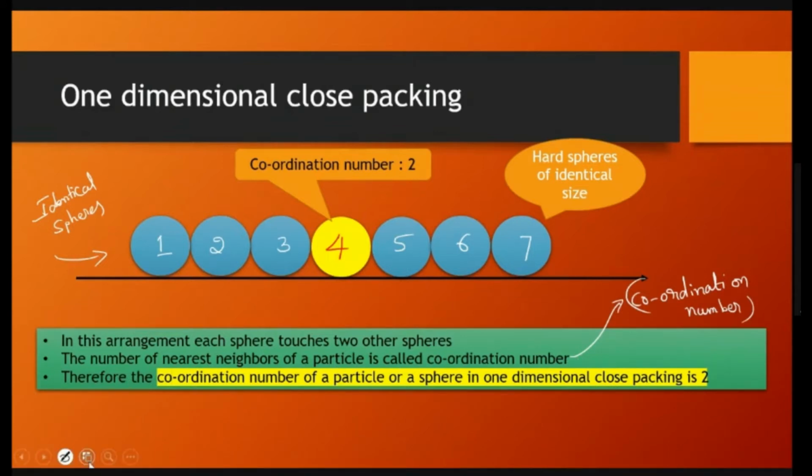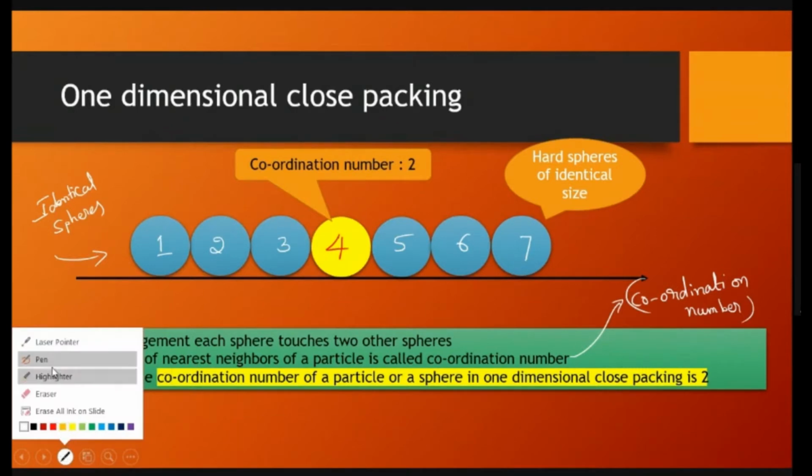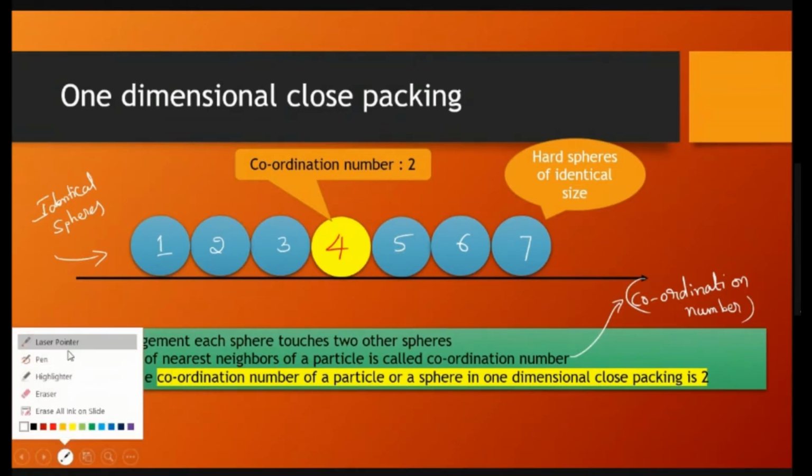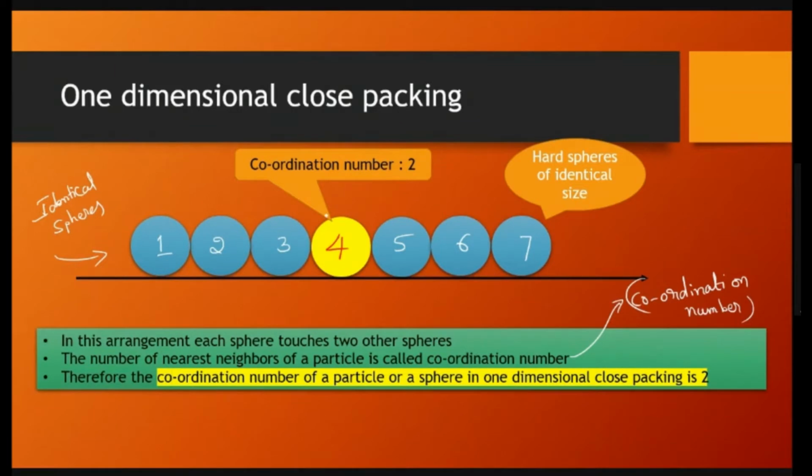So I will take one atom over here. I have highlighted here. Can you see the fourth atom? Yes. So to this fourth atom, which are the neighboring atoms? 3 and 4 are the neighboring atoms. So in this way you can consider, the number of nearest spheres is 3 and 4. So the total number of nearest spheres is how many? 2. So 3 is the nearest sphere and 5 is the nearest sphere. So the coordination number for this one-dimensional close packing is 2.